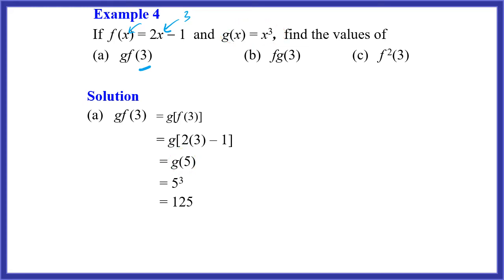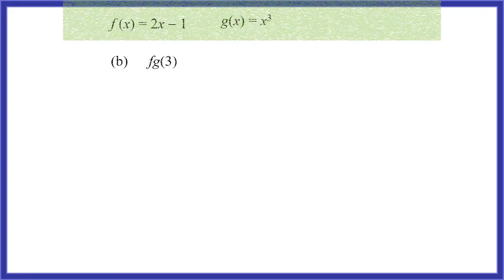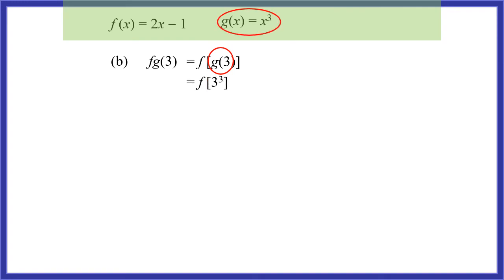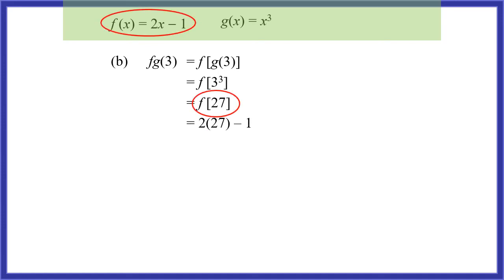So for question B, fg(3). So g(3) first. So g of 3, we replace x with 3. So we have 3 cubed equal to 27. So f of g(3) will be f of 27. So replace x with 27. So 2 multiplied by 27 is equal to 54, minus 1 is 53. So it's not the same as gf(3).